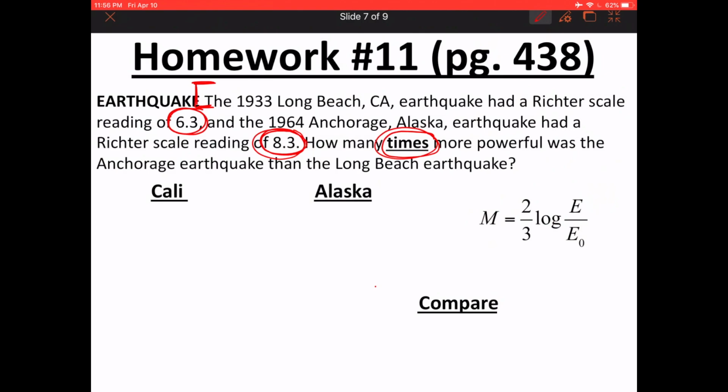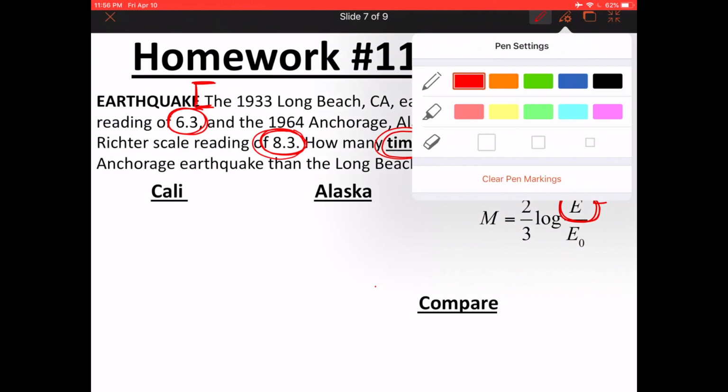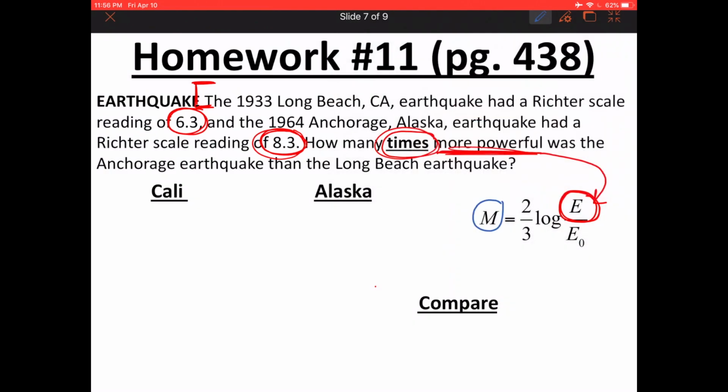Now, what makes this problem so tricky is they're asking for how many times more powerful was the earthquake. So they are asking us to find the letter E, how much energy was released. We are actually being given the magnitude of both of these earthquakes. Notice the magnitude is measured on the Richter scale, and we are told the California earthquake was a 6.3 magnitude on the Richter scale, and the Alaska earthquake was an 8.3 on the Richter scale. So we are going to have to work backwards in order to solve for E, which is the energy released or how powerful this was.